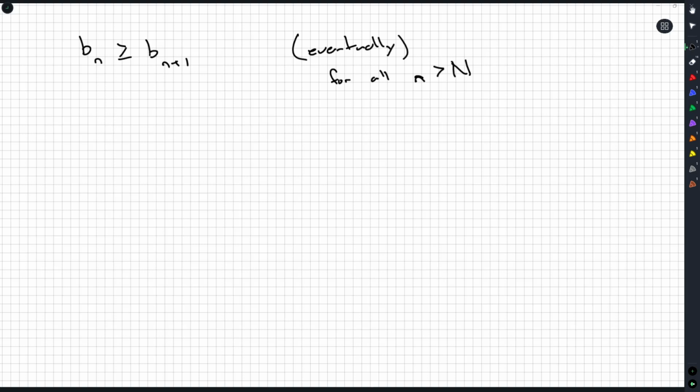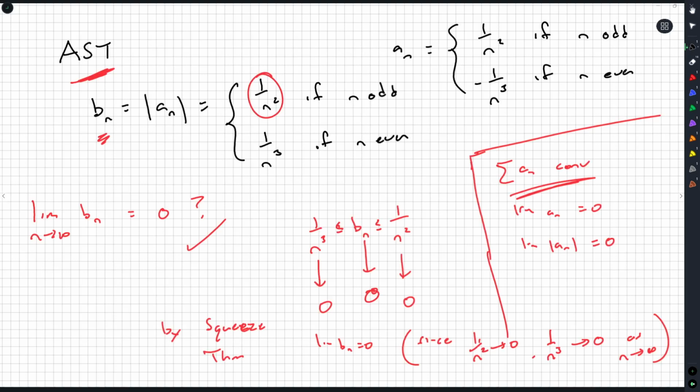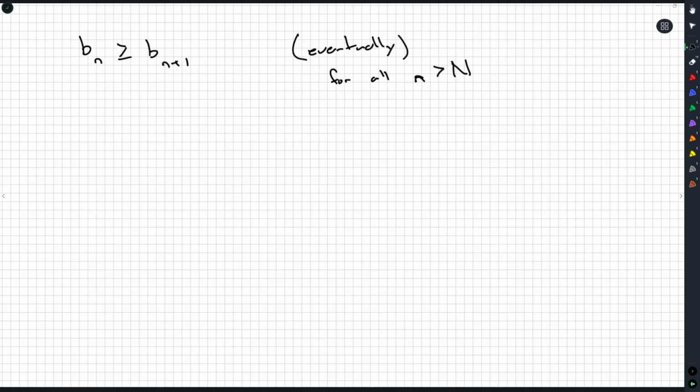Obviously, if the AST is going to fail, and we've already shown, if you didn't believe my argument over here based on the nature of the question, that the limit of the b_n's is 0 and the AST fails, it's got to fail this. So how do you fail this? Okay? What does failure look like? So what we need to show is that this doesn't hold.